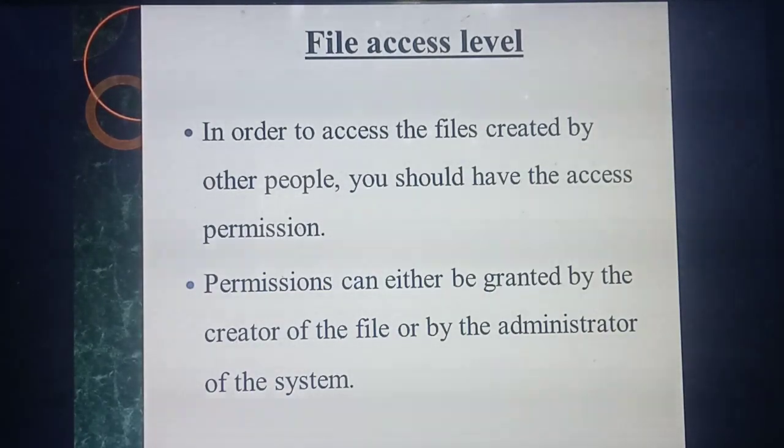Okay, so a particular file is created by some other people, but if you need to open that file, you should have the access permission. Okay, so who will be giving the access permission? The person who created the file or who is managing the file needs to give the permission.